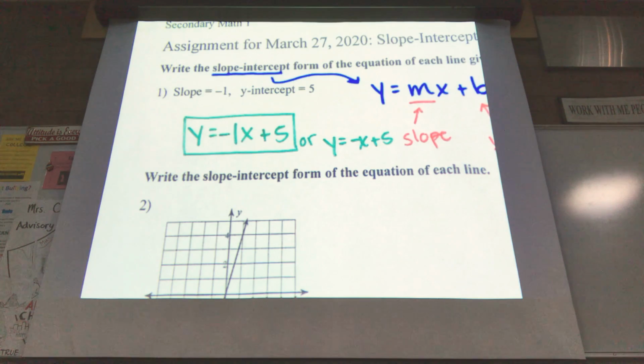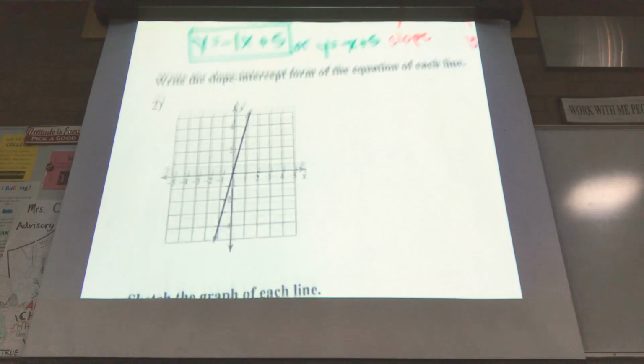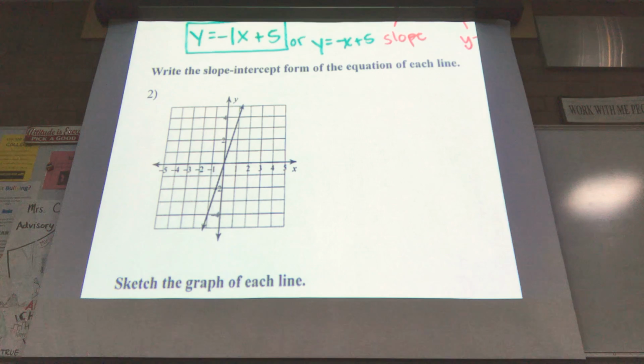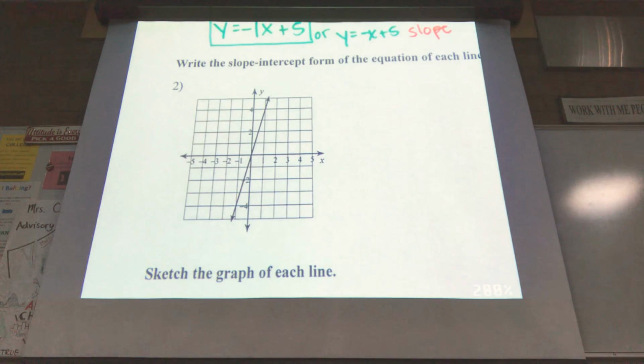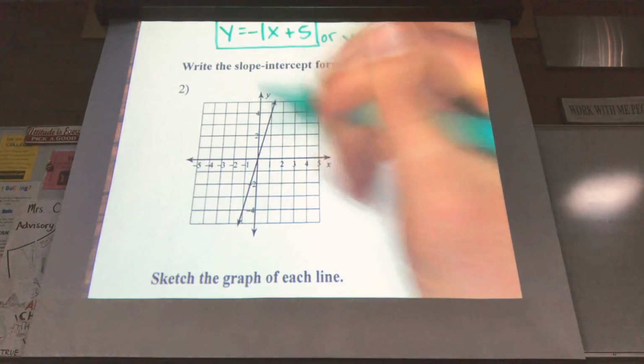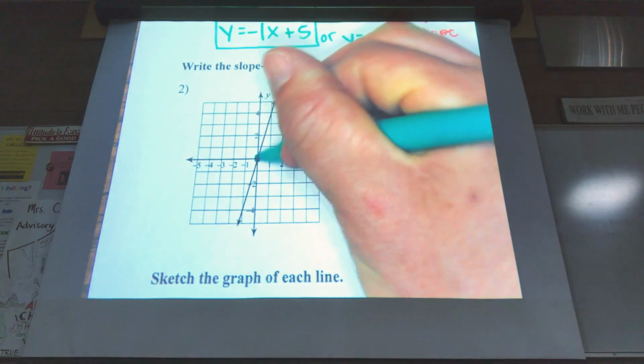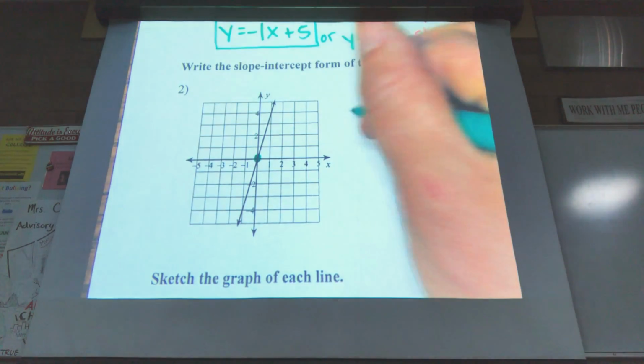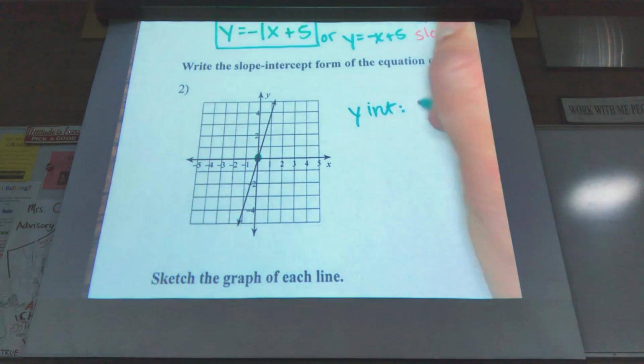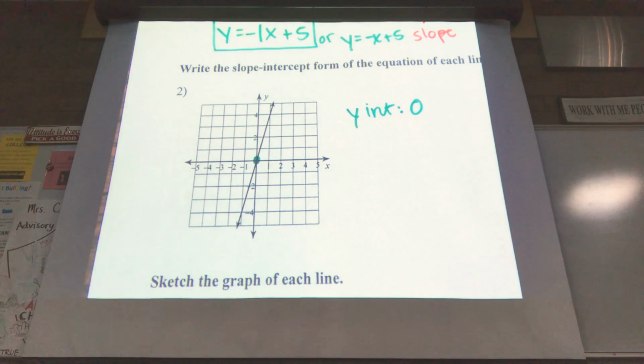Okay, number 2. It actually gives us a graph. We're doing the same thing. We need to actually write the equation, but instead of actually telling us what our slope is, it's giving us a graph. So the first thing we need to find is our y-intercept. Okay, so I hope you guys can see this. You should have all the notes in front of you. So we see that there's no place that it intersects the y-intercept except for right here in the middle at 0. Okay, so we can write that our y-intercept for this is actually 0.